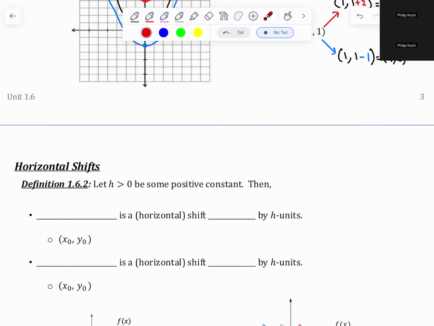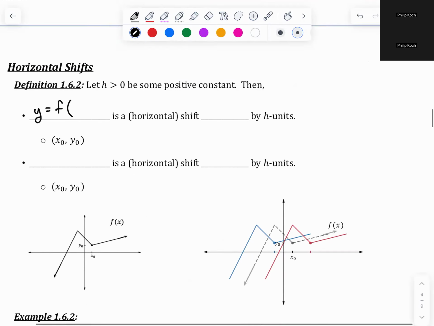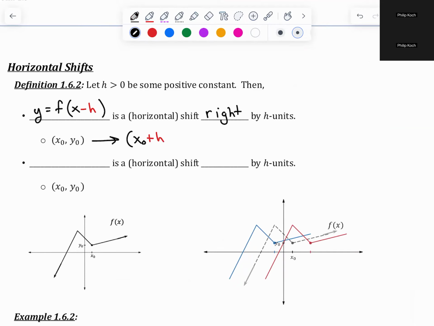Then we have the horizontals. Let h be some positive number. Once again, it could be 5, could be 10, could be 3 billion, could be square root of pi. Who knows? Then y = f(x - h) is a horizontal shift right by h units. And so (x0, y0) goes to (x0 + h, y0).